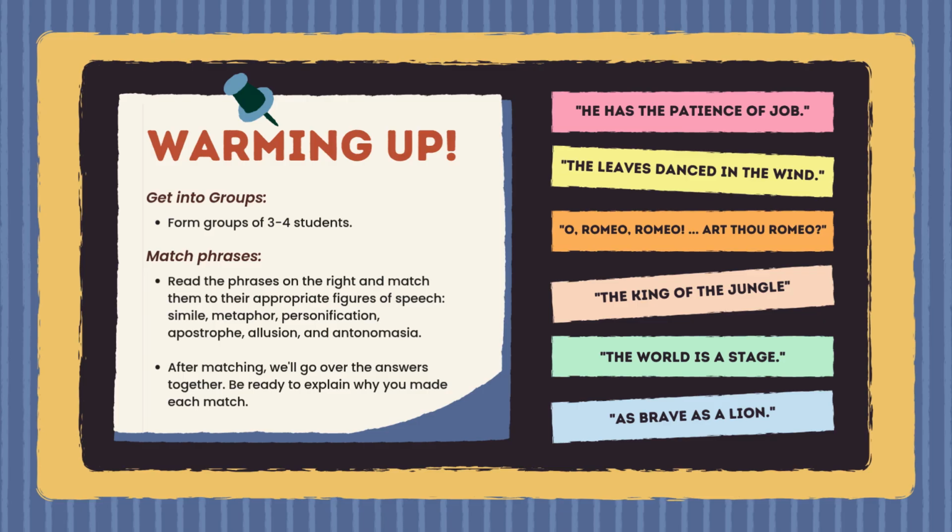Warming up. Form groups of 3 to 4 students. Get into groups. Read the phrases on the right and match them to their appropriate figures of speech: simile, metaphor, personification, apostrophe, allusion, and antonomasia. After matching, we'll go over the answers together. Be ready to explain why you made each match.